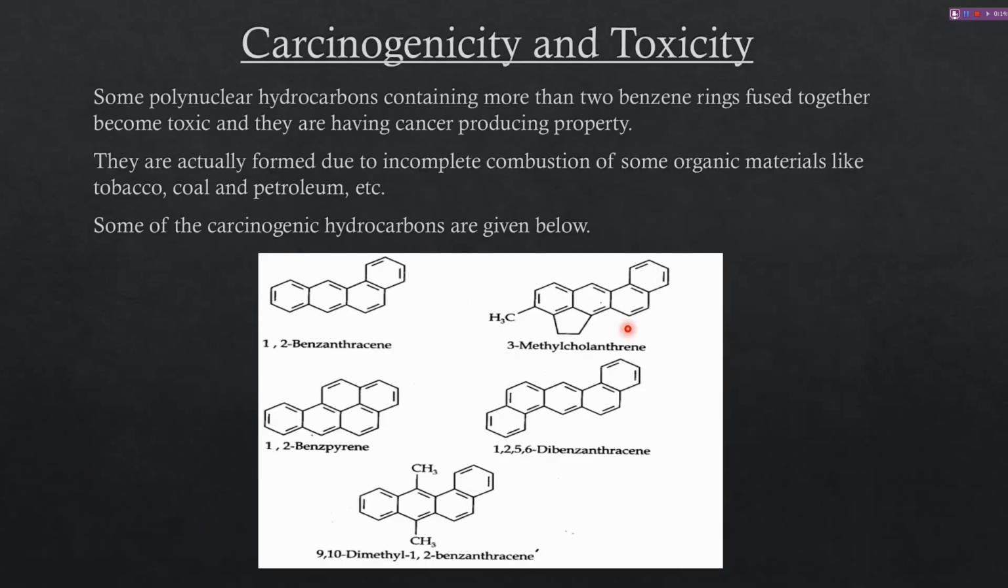Okay, so we have the last topic, which is carcinogenicity and toxicity. Some benzene and polynuclear hydrocarbons are compounds having more than 2 benzene rings fused together, right? Such compounds have cancer producing property and they are toxic. Here you can see more than 2 benzene rings are fused together. Here there are 5 benzene rings, here there are 3. Such compounds have cancer producing property and they are toxic.